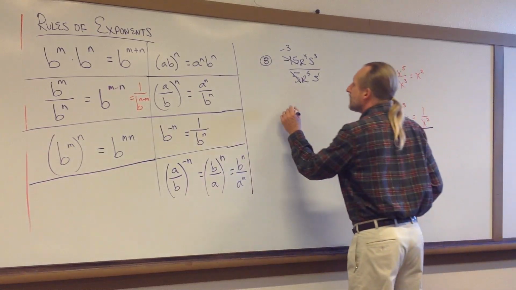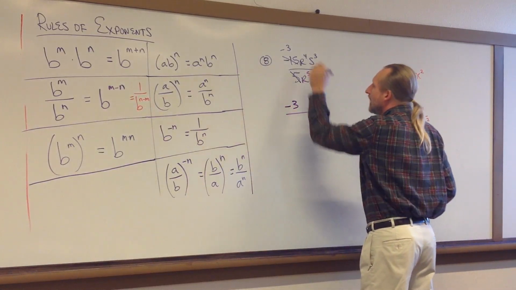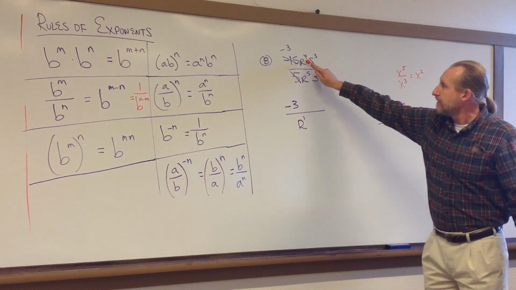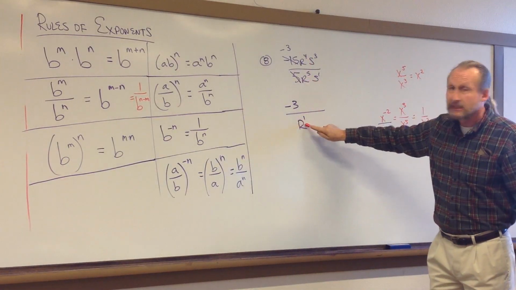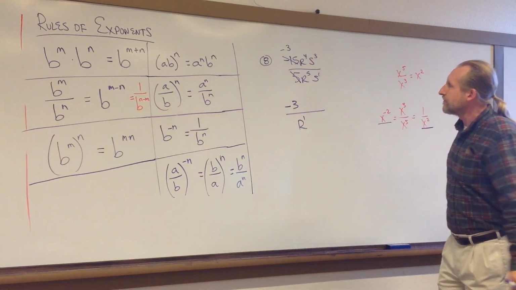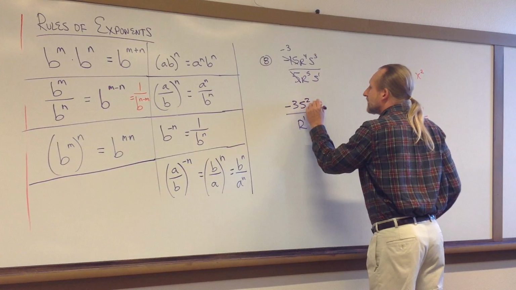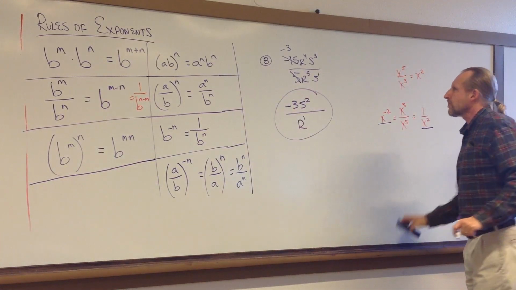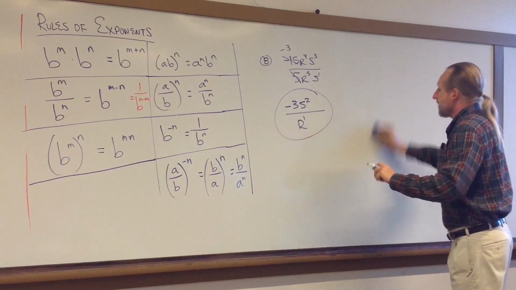But what I'm saying here is that -3 is going to be on top, but we're going to have an r to the 1st on the bottom, right? 4 of these will cancel out 4 of these and leave us with 1 left over. Then this s will cancel out 1 of these, and that'll leave us with s squared on top, and there we go. Okay.